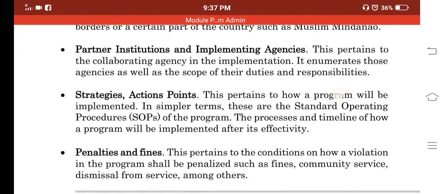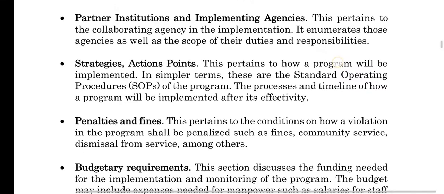Next is the partner institutions and implementing agency. If your program is about health, then who will be the main implementing agency? Of course, Department of Health. If it's in the local government, then that would be the municipal health office, etc. Who will be the partner institution? Of course, it is necessary that your program has partner institutions because not all parts of the program can be done or conducted by the main implementing agency.